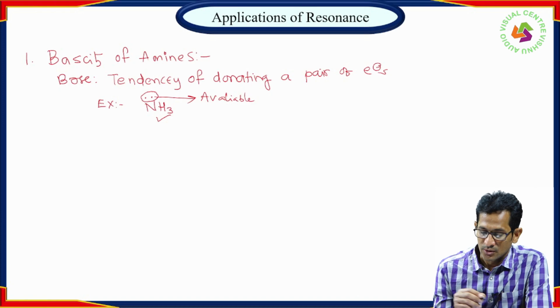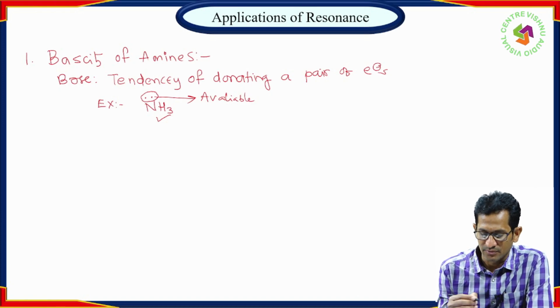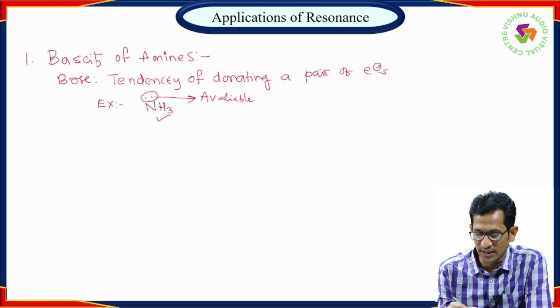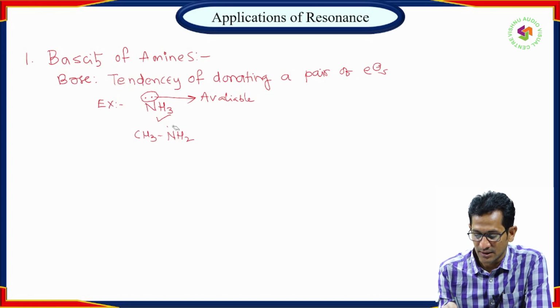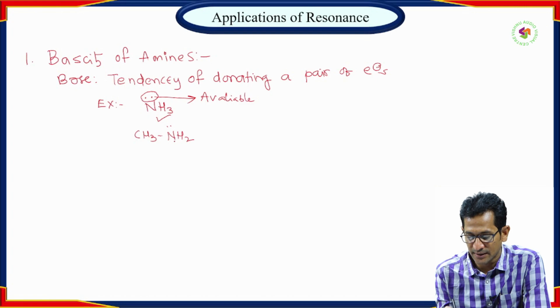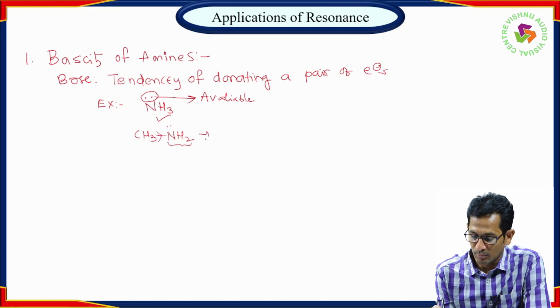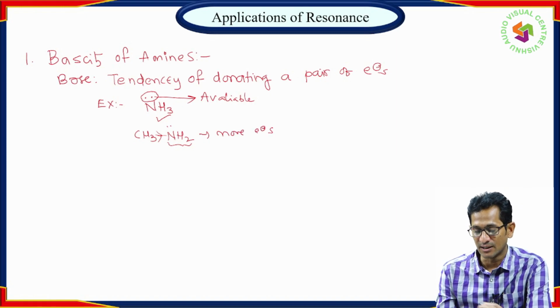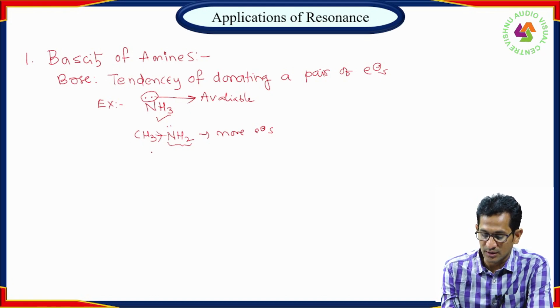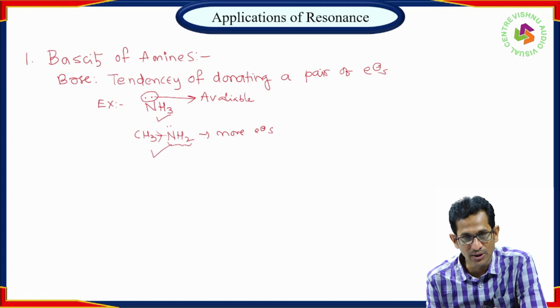If you take any group besides ammonia, let's say methylamine, this is called methylamine. When compared to ammonia, methylamine is a stronger base because the methyl group donates electrons to the nitrogen, and more electrons are available here.